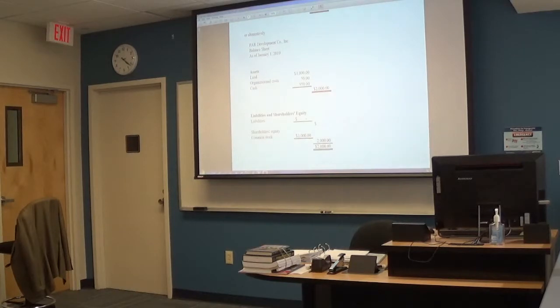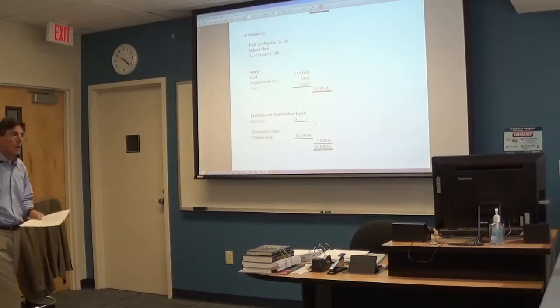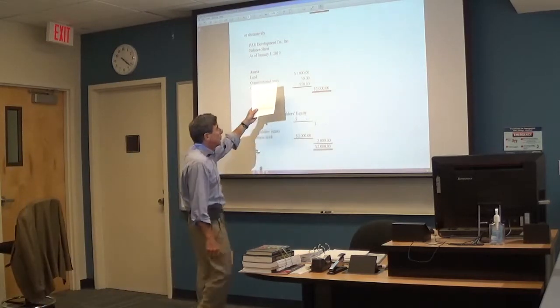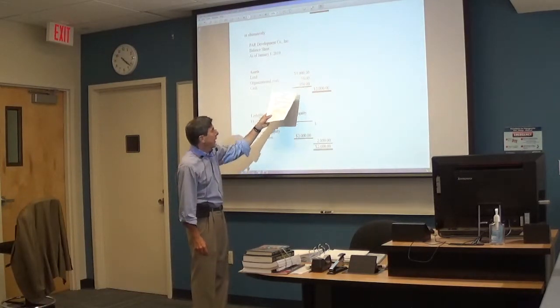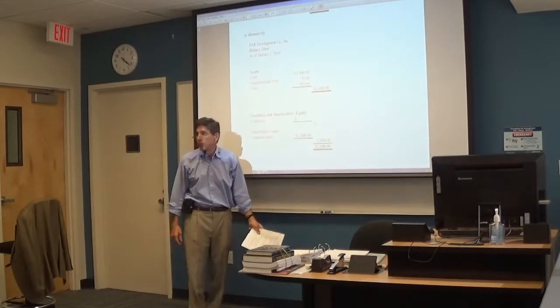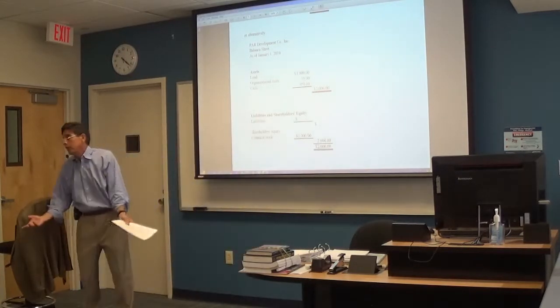Yes, Alyssa. Couldn't the organizational costs have been in accounts payable, because it didn't say that? Well, if you didn't pay them, you'd leave that at 1,000 and you'd create a liability of $50 there. Okay? That's one way to do that.